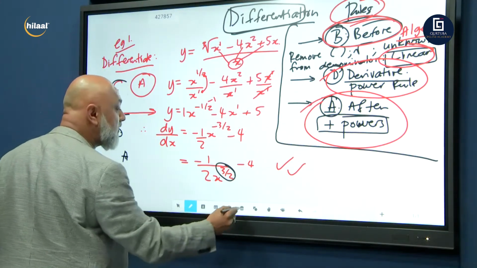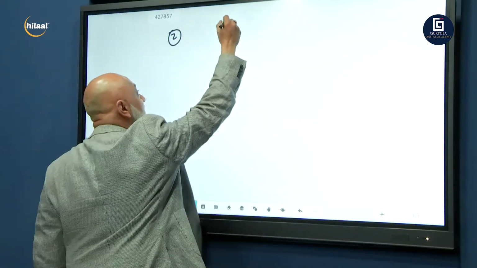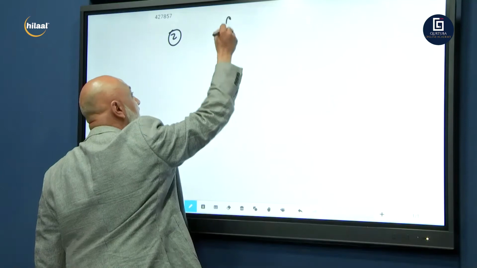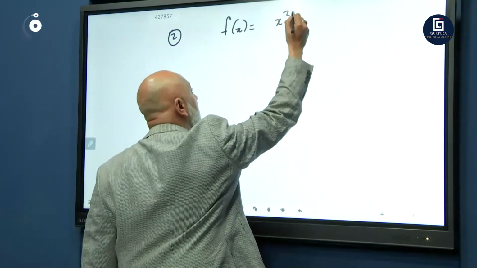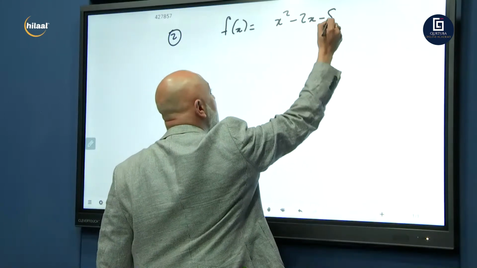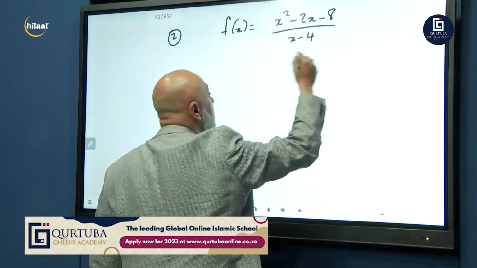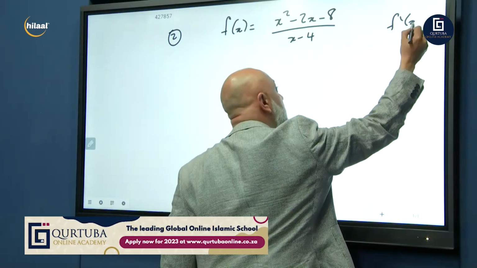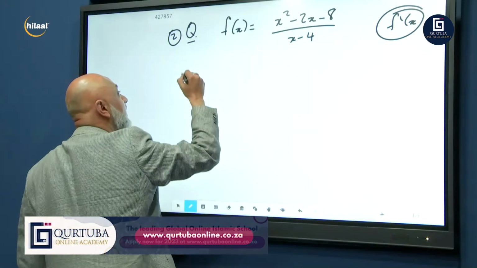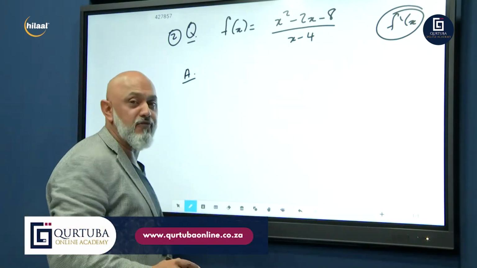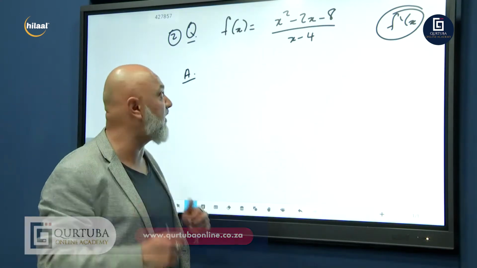Let's do example number 2. Going to be quite different. Let's say it's now in terms of f. So let's say f of x is equal to, let's say, x squared minus 2x minus 8, over x minus 4. Now I want you to find f dash x, or I want you to differentiate. That's the question in your exam. In your answer, let's do the before part. Remember, this is not simplified. We need to simplify it first.